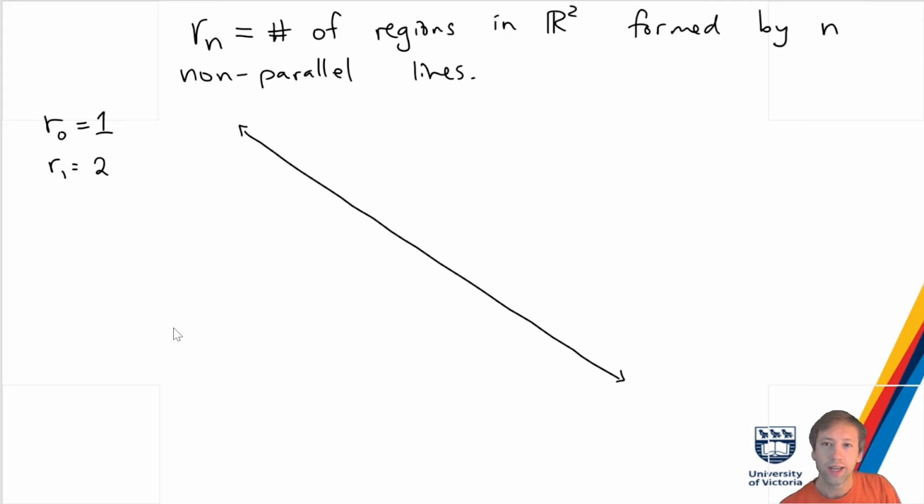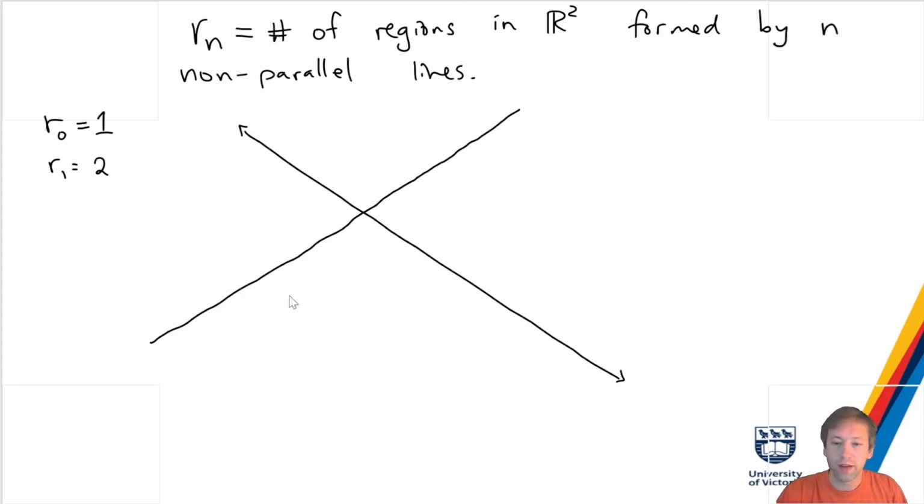Since these lines are not parallel, when I have one line and I add another one, it's going to cross the original line exactly once. And when it crosses that line, it creates a new region. Before I add that line, this was a solid region. We broke it in half when we created the line, and then we broke the other region in half as well. So clearly, R2 is going to be 4.